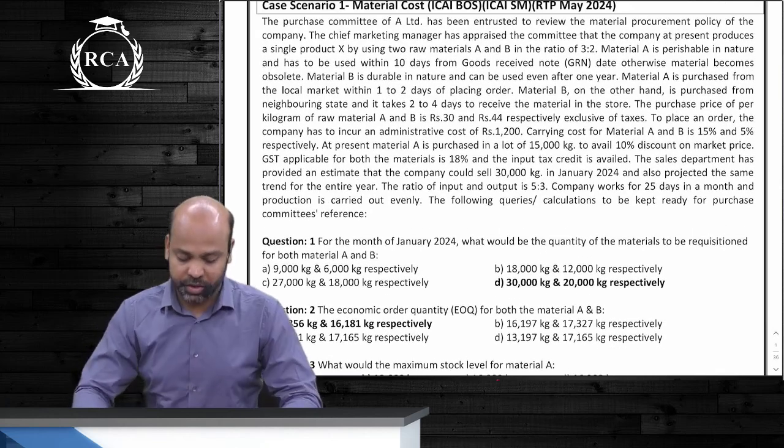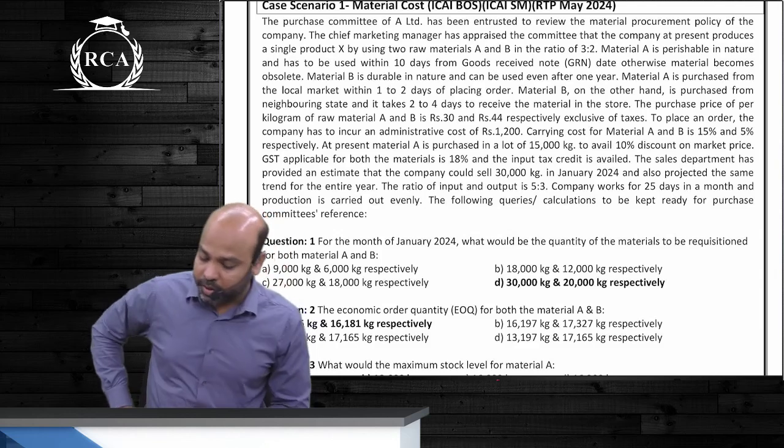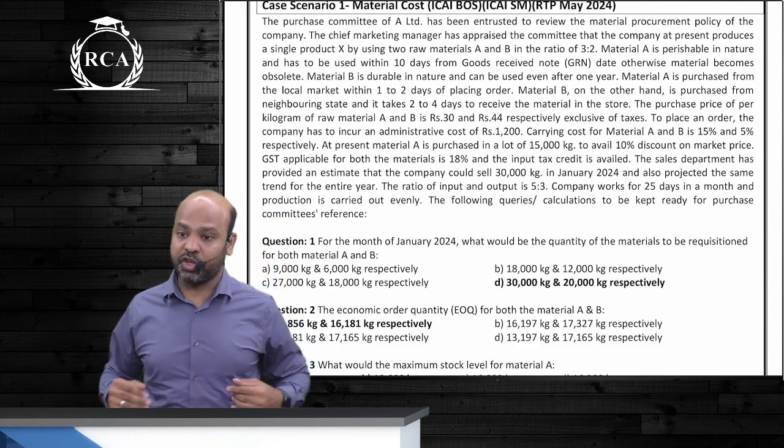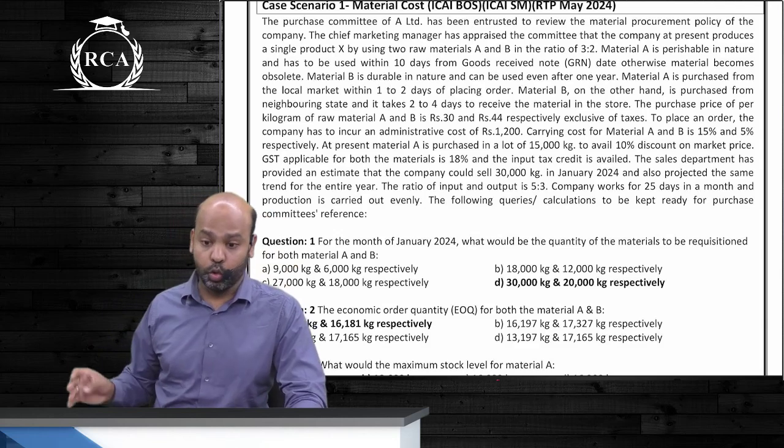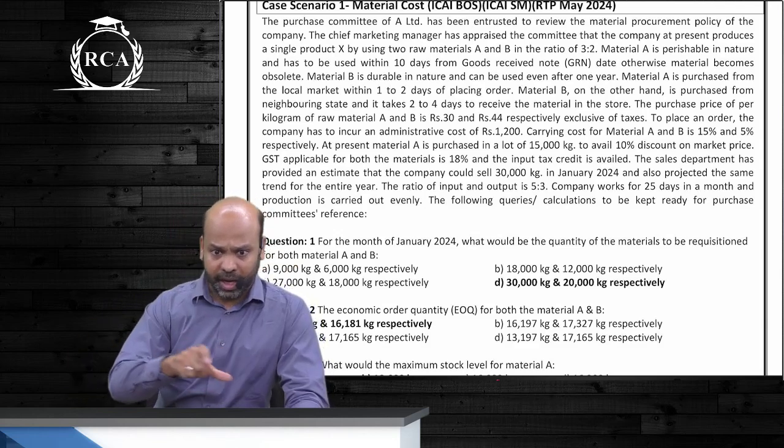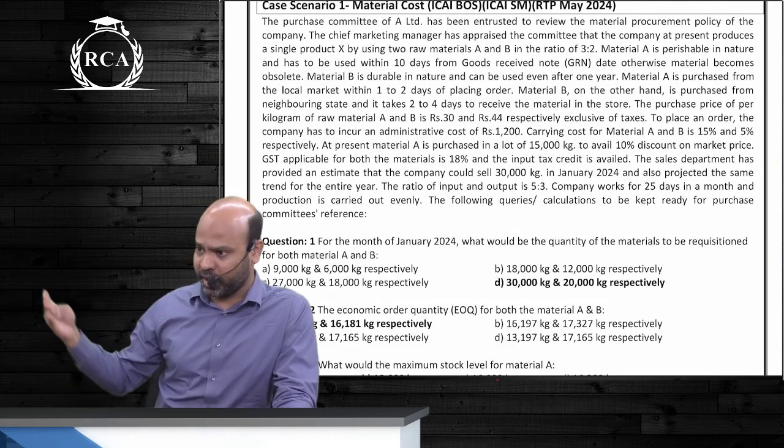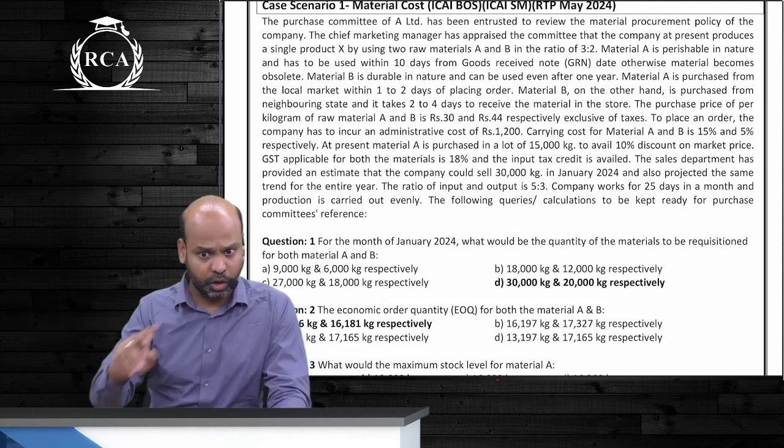The very first question. This is a different question, beta. This has something called the perishable nature of raw material. This was included in RTP May 2024. I did not include it in the basic questions because anyways I had to discuss it here, beta. That's why I did not do it there.